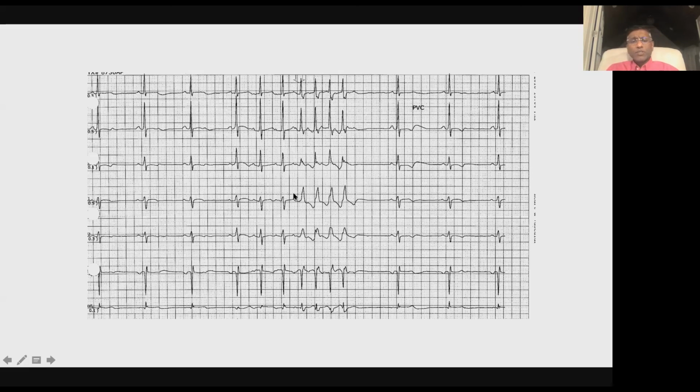So remember, anytime you're given a tracing, always look for how it starts and how it ends. Sometimes your clue will be in how it ends, and sometimes the clue will be in how it starts. And here, okay, fine, this could be VT, but if this is VT, then why did this rhythm suddenly speed up over here with narrow complexes? You see that? Yes, sir.